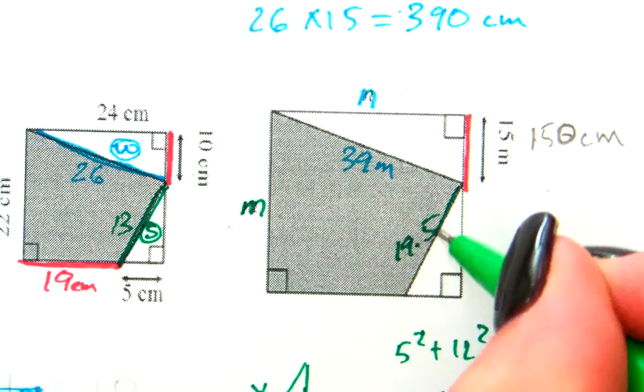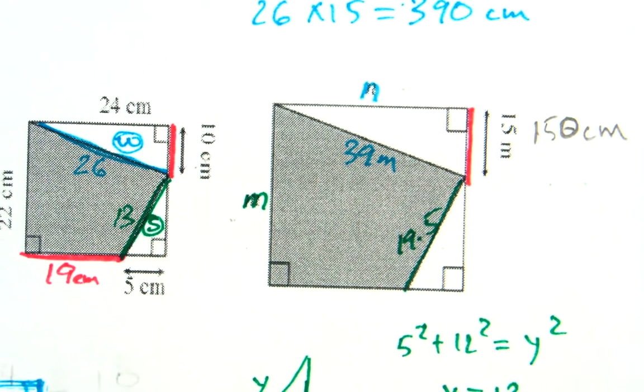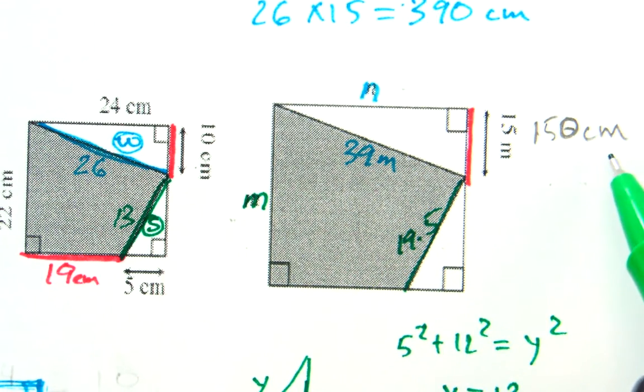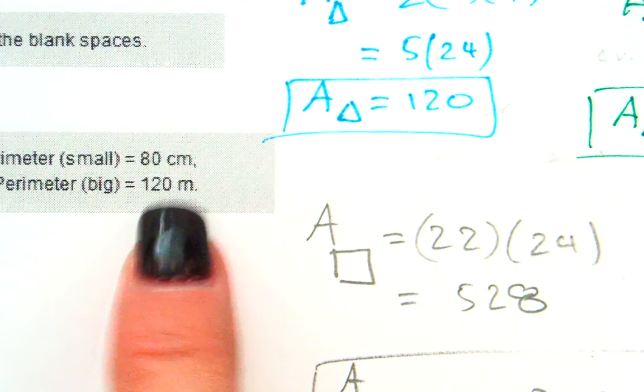This length right here. Okay, they're all proportional. So there's really not much involved here. You can just multiply by 15, and that'll give you the centimeters, and then move one decimal place to get the meters. Okay, and the perimeter for the big one should be 120.